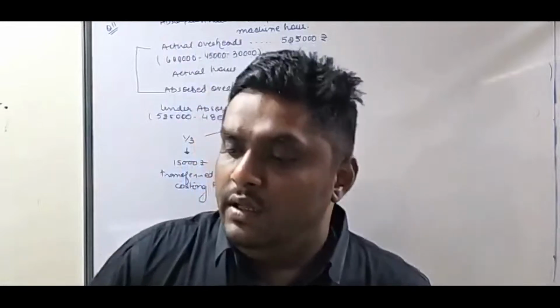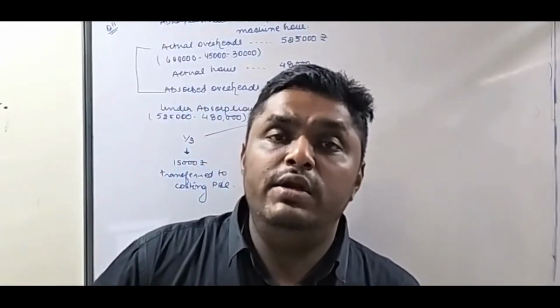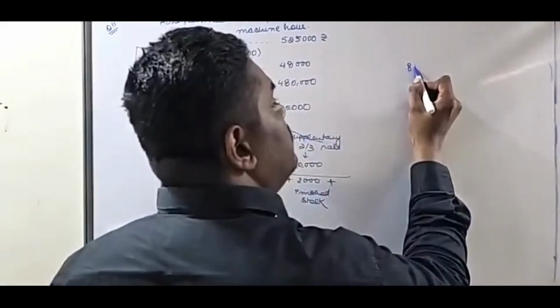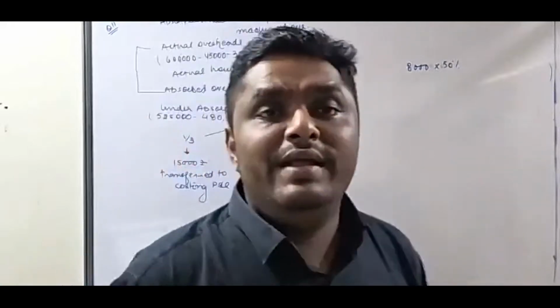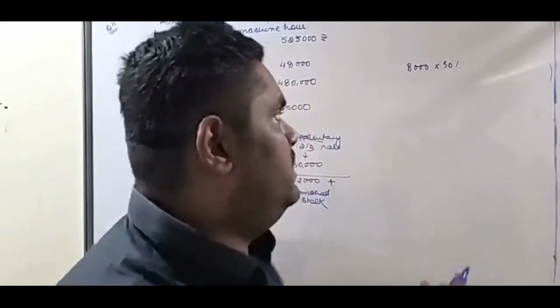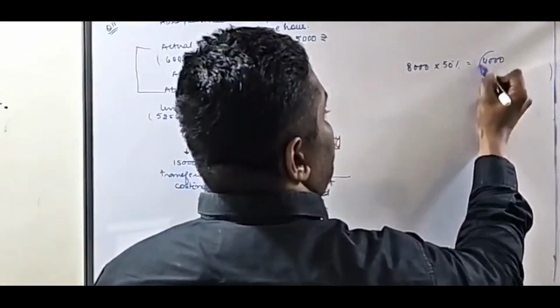And see, 8,000 units and they are 50% complete. There are 8,000 units which are 50% complete. So we will calculate the equivalent number of units. This concept I'll be discussing in process costing. So 8,000 units that are 50% complete, this will be 4,000.